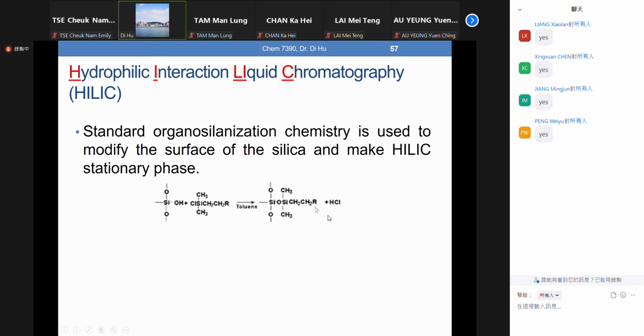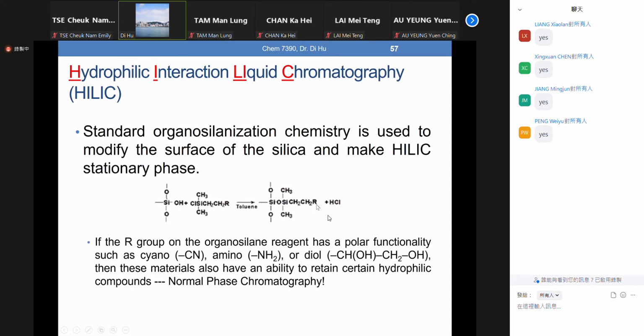And then we say that, for normal phase chromatography, when you want to make the stationary phase polar, the R functional group is normally cyano, amino, or diol, okay? This functional group makes the stationary phase polar, and gives it the ability to retain those hydrophilic compounds, okay?